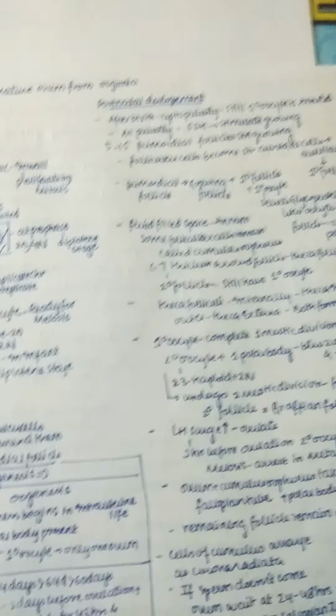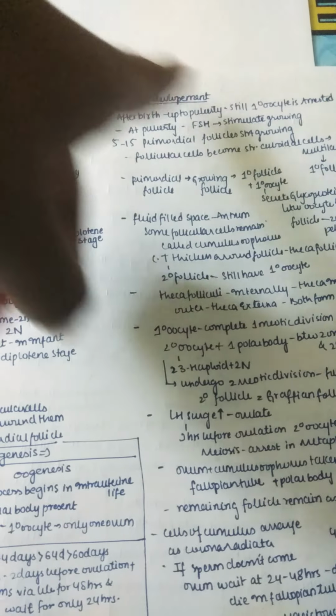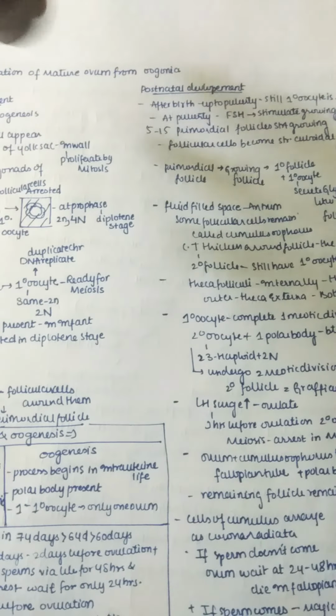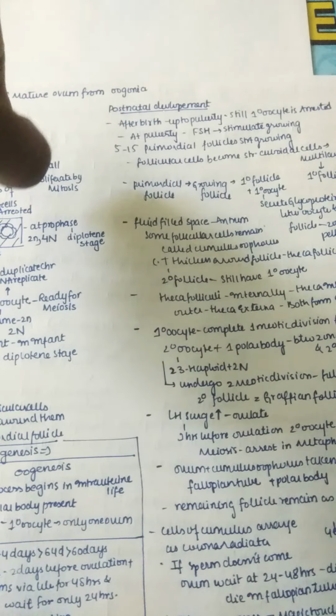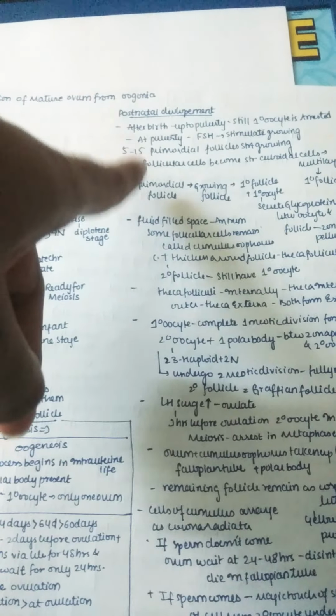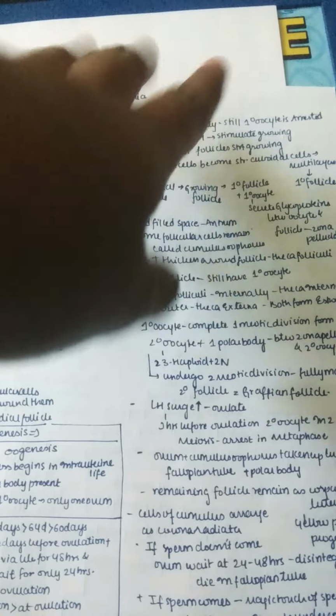Now let us understand what happens after birth. It is postnatal development. After birth up to puberty, the primary oocyte is still arrested in prophase, in the diplotene stage. But at puberty, because of follicle stimulating hormone, growth is stimulated, that is, 5 to 15 primordial follicles start growing, and the follicular cells become stratified cuboidal cells, multi-layered, forming a primary follicle. So the primordial follicle is converting into a growing follicle, and the growing follicle into a primary follicle. But remember that the primary follicle still has a primary oocyte inside.